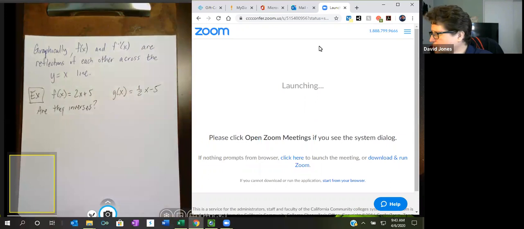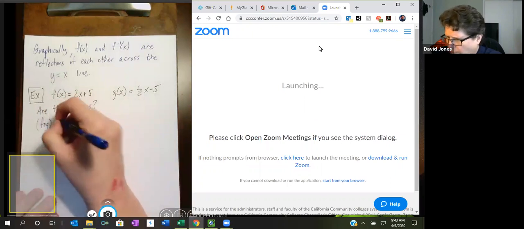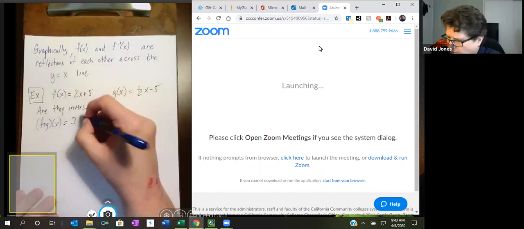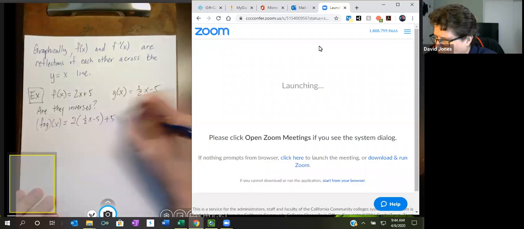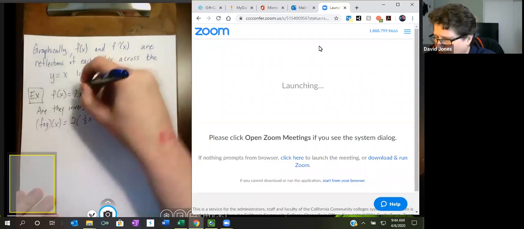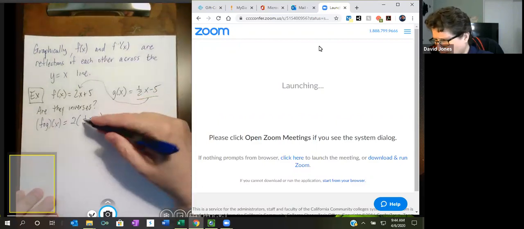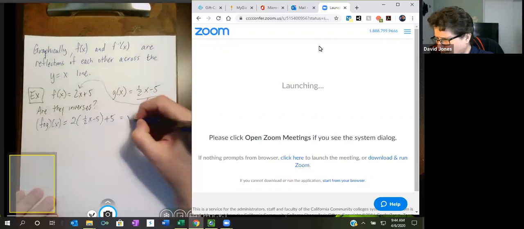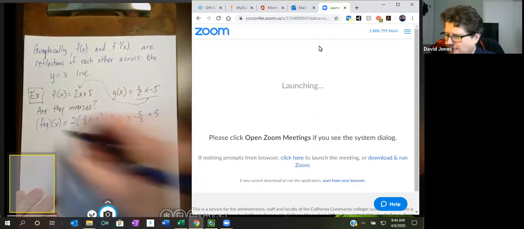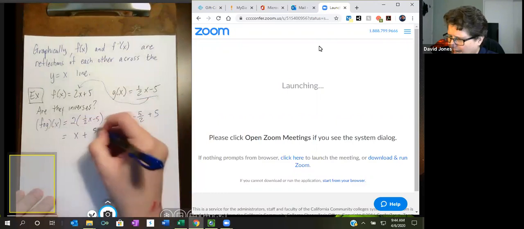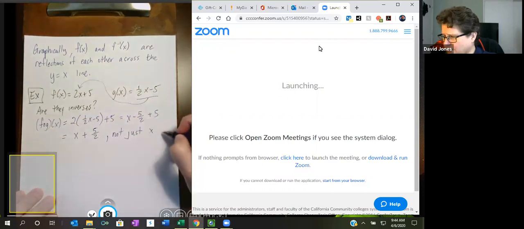Let's try the algebraic approach first. So f of g of x, we take g of x and put it inside for x. This leads to 2 times 1/2 x is x, 2 times negative 5 is negative 5, plus 5. This leads to x plus 5/2, which is not just x. So no.